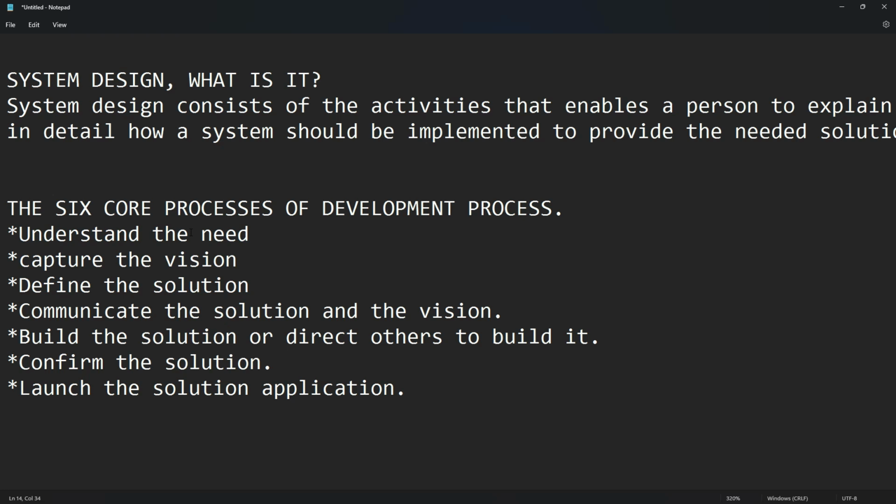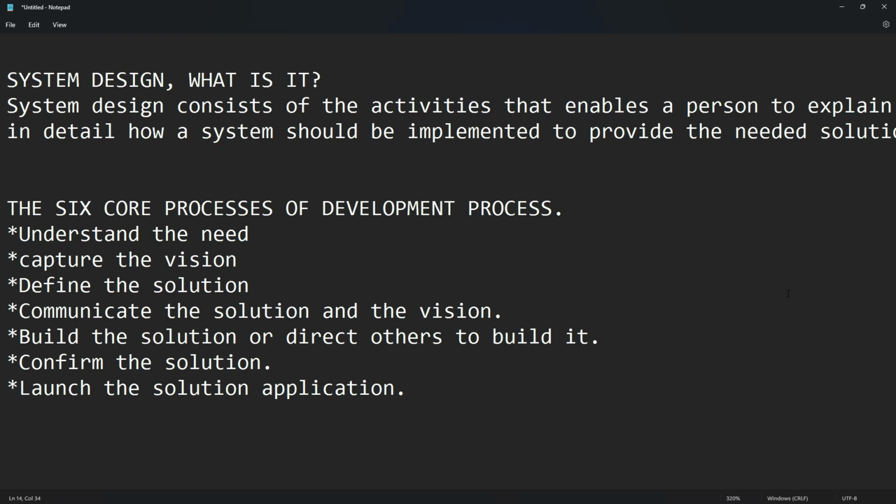You pair them, and then you go to your IDE and start to build the solution, or you can direct others to build it. Then you confirm, you make sure that the solution is actually solving the problem. Then you launch the solution application. So these are the core processes of the development process. As I said earlier, there are more processes, but these are the core ones.